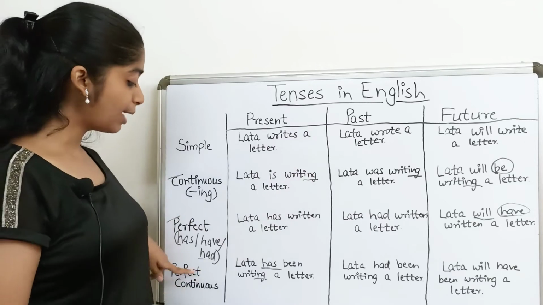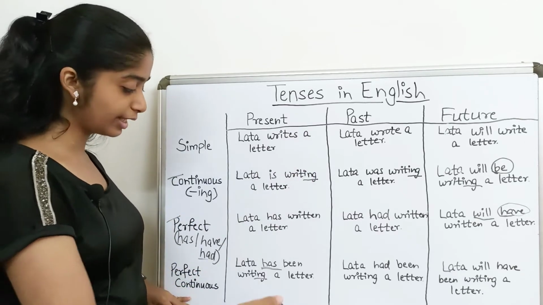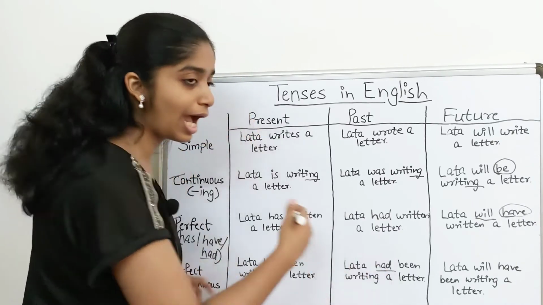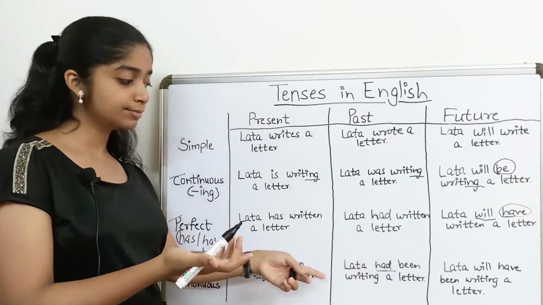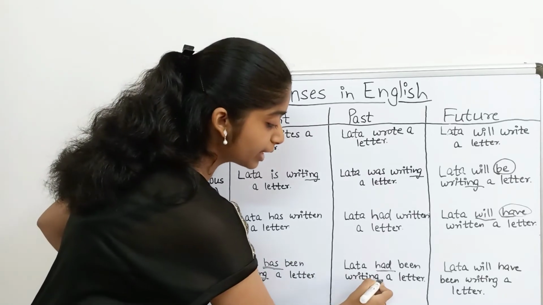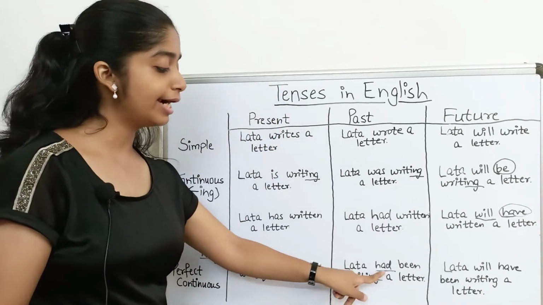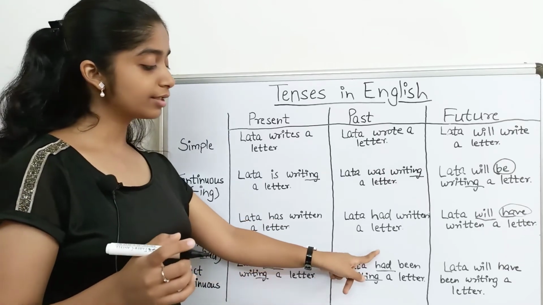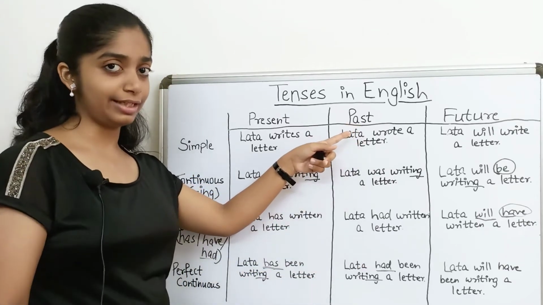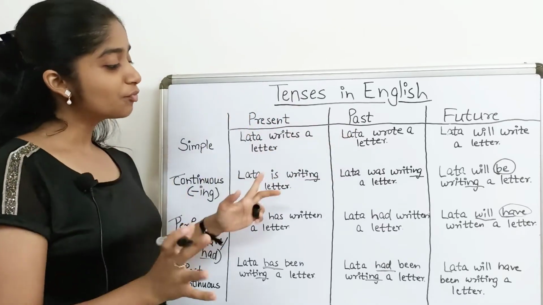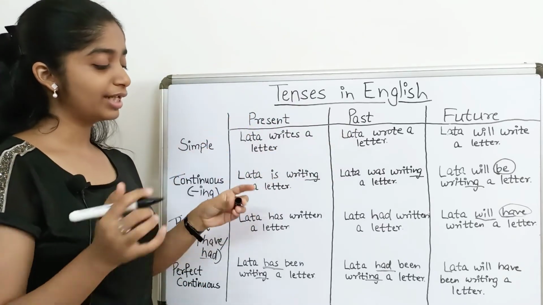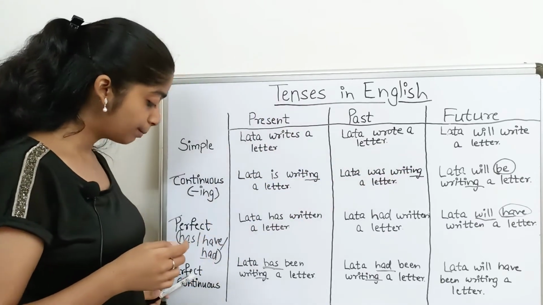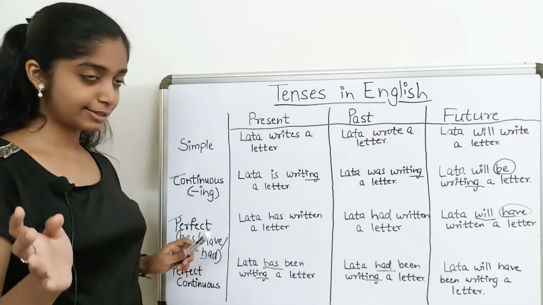Moving on to past perfect continuous. Again, has and have will be replaced by had because had is the verb of the past tense, and ing will remain as it is. So had and ing, both perfect and continuous. Had indicates the past tense of the sentence. Moving on to the last and final sentence of today, which is future perfect continuous tense.